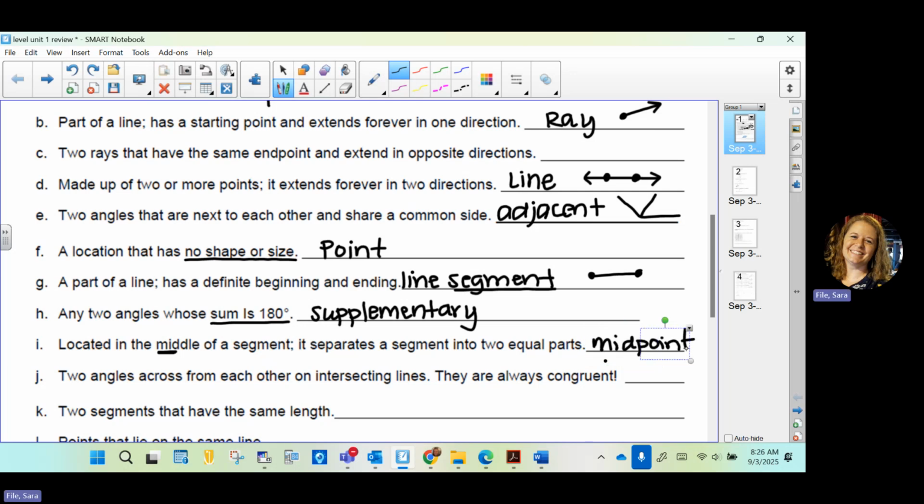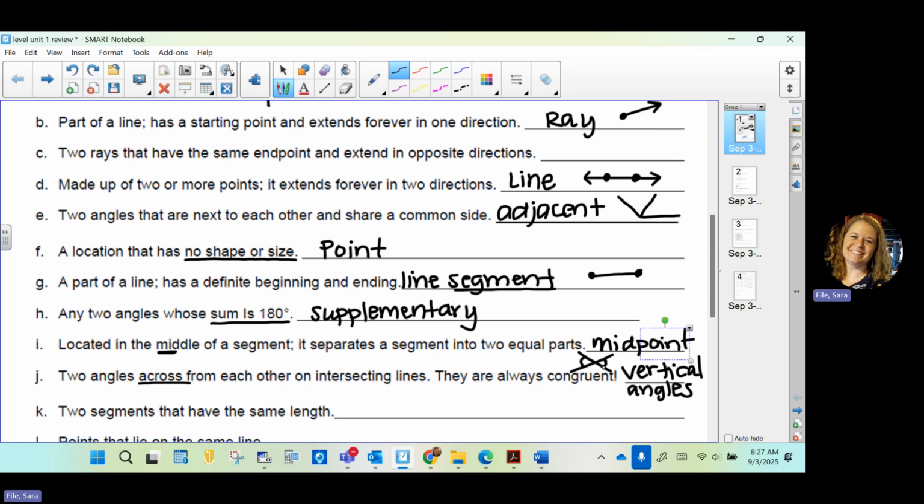Two angles across from each other at an intersection, and they are always congruent. Vertical angles, good. Vertical angles would look something like this: you have an intersection, and that would be these two across from each other.